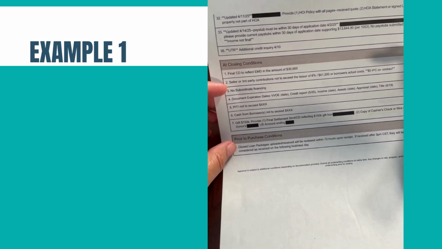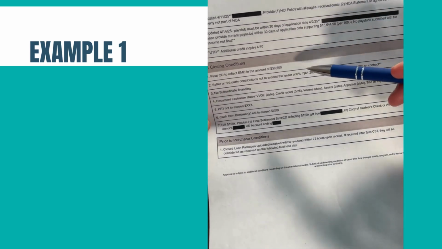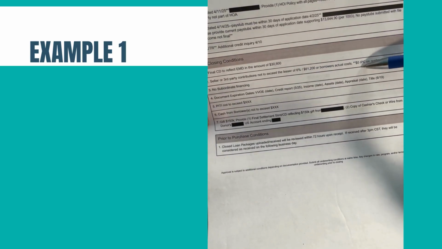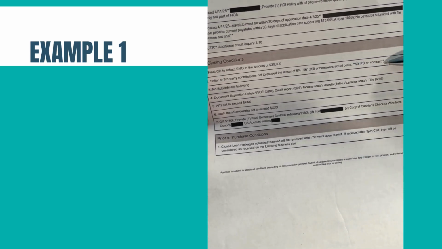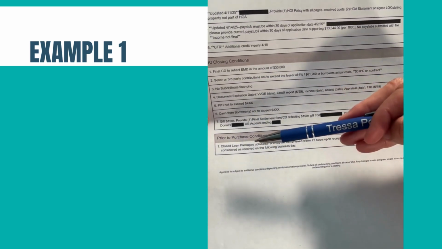The seller or any third parties cannot have credits more than $61,000. That's a lot of money. But right now, it has 0 credits from the seller or real estate agents on the contract. So if that changes, you may want to double check that condition. No subordinate financing, meaning no second mortgages.